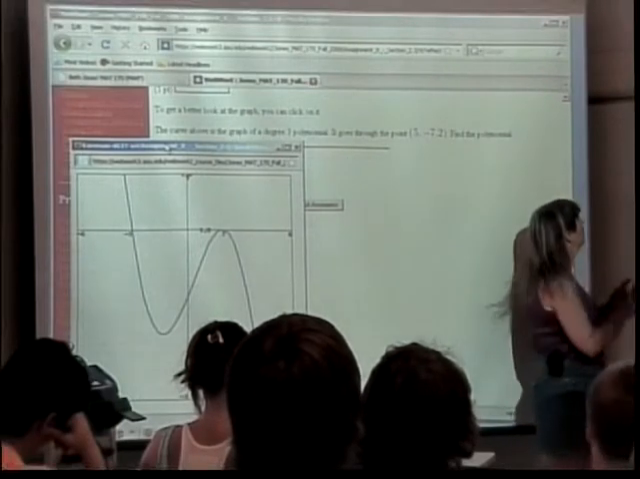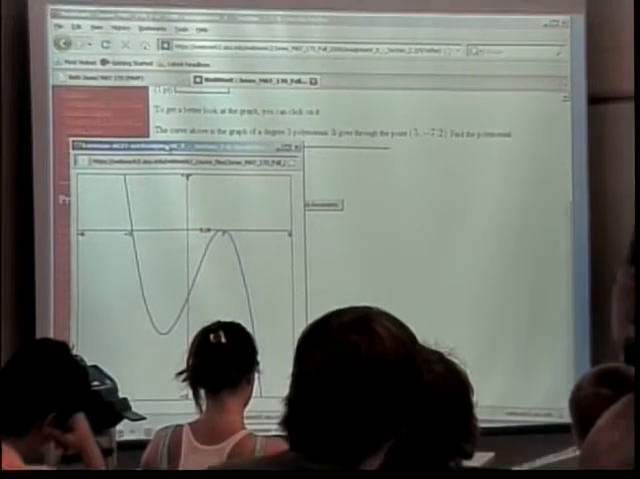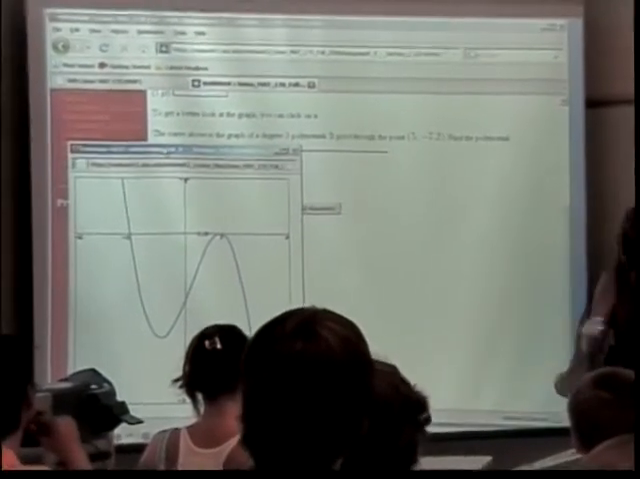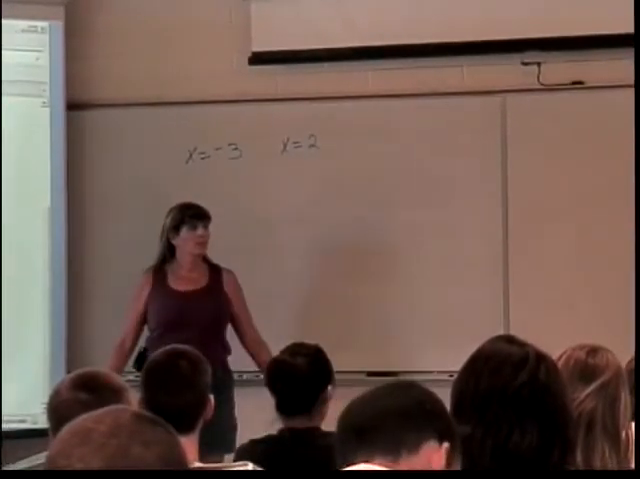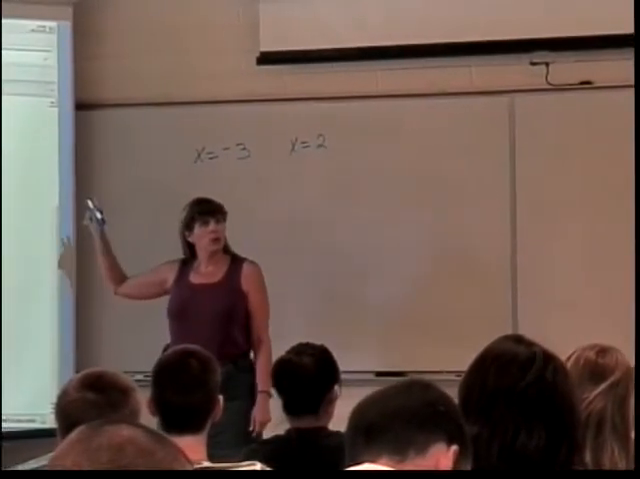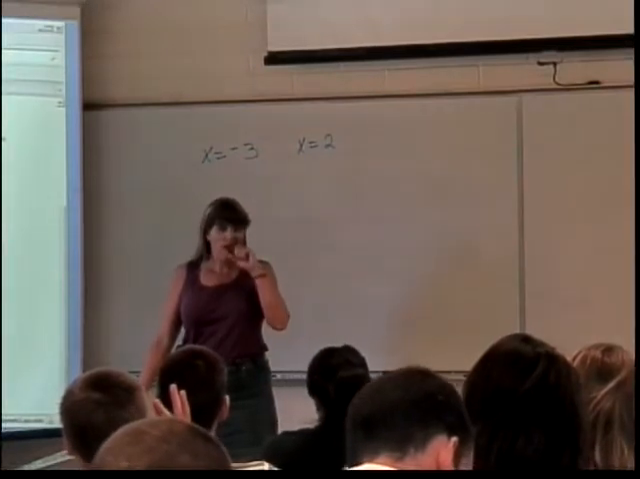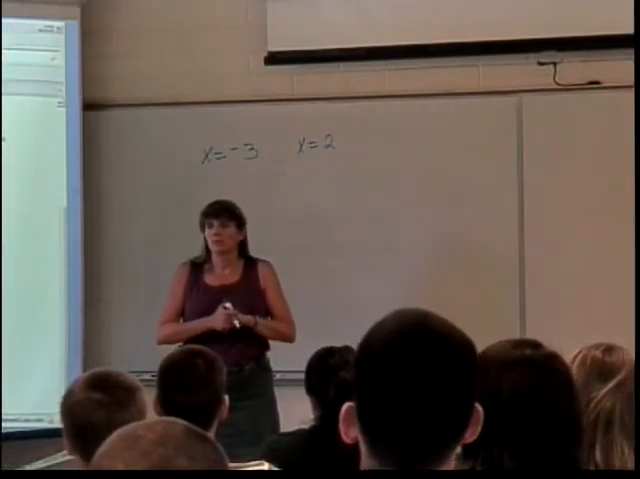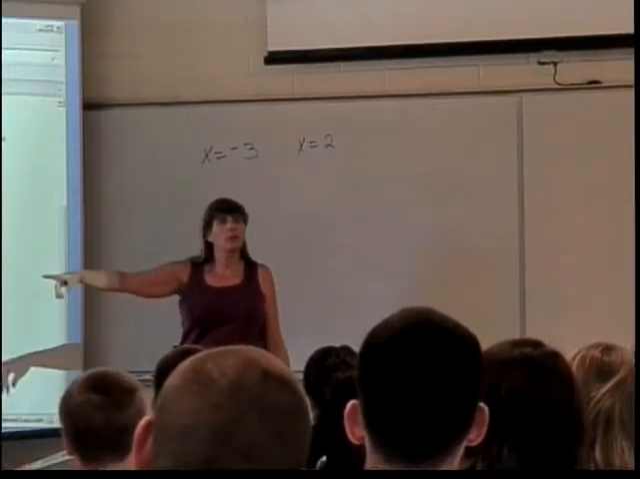So, looking at this graph, what appear to be the zeros of this polynomial? Negative 3, 0, so x equals negative 3. And 2, 0, and x equals 2. I'm told it's a third degree polynomial. How many zeros should I have? I should have 3. Where's the other one? So I got to vote for x equals 2.